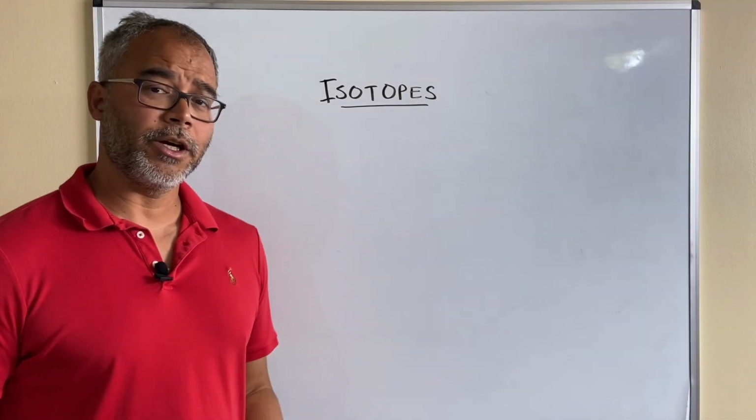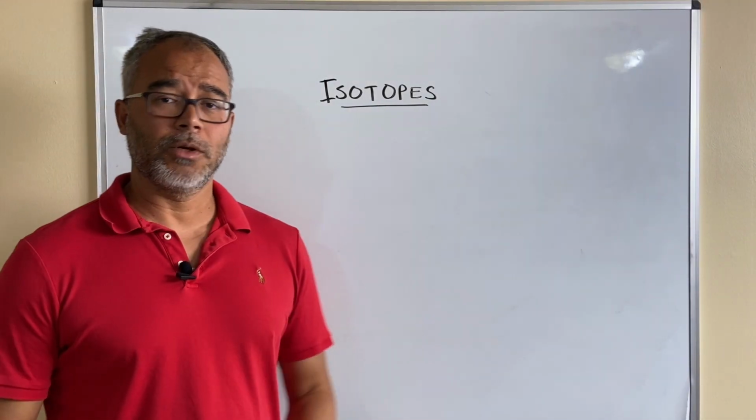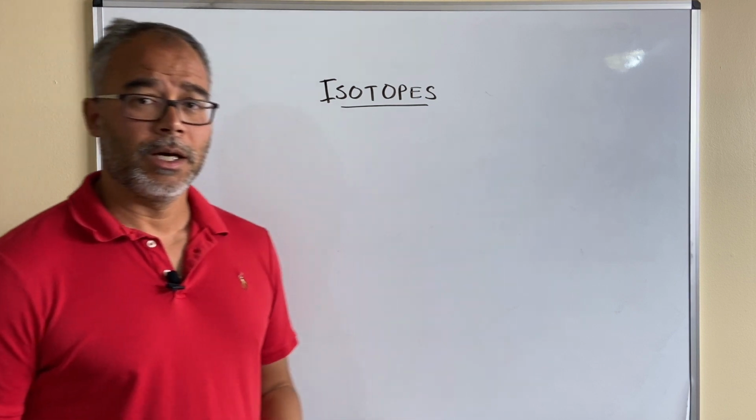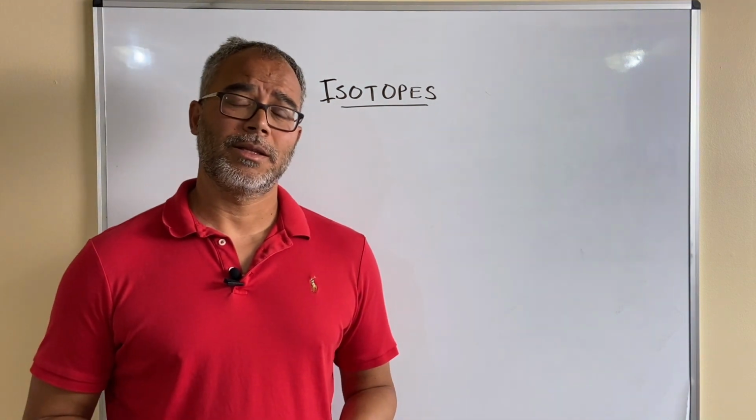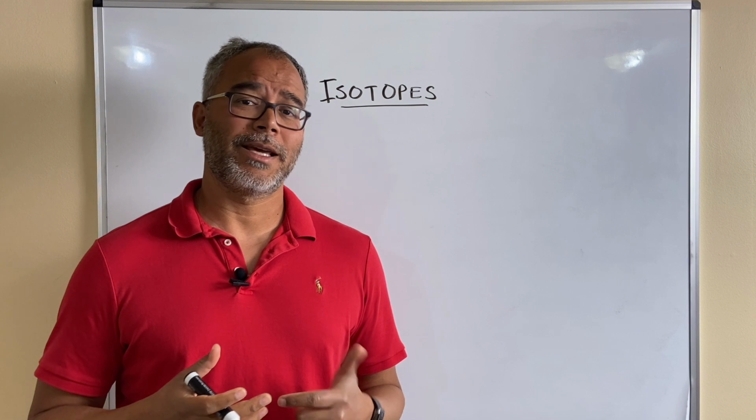Hi, so in this video we're going to talk about isotopes. So what exactly are isotopes? Isotopes are elements that exist in the same family.